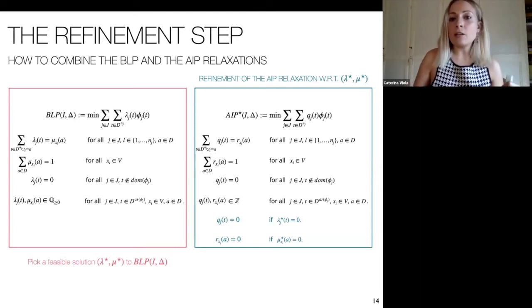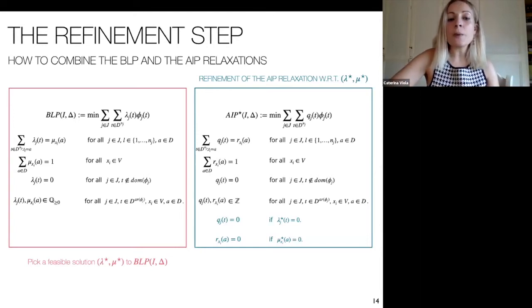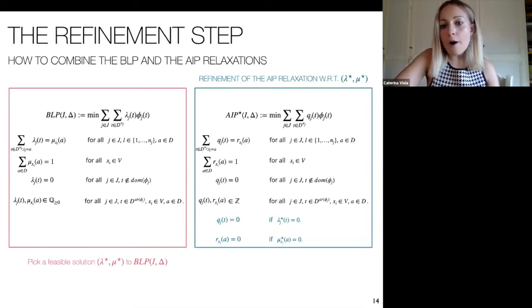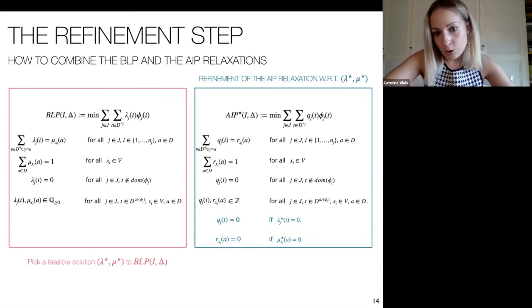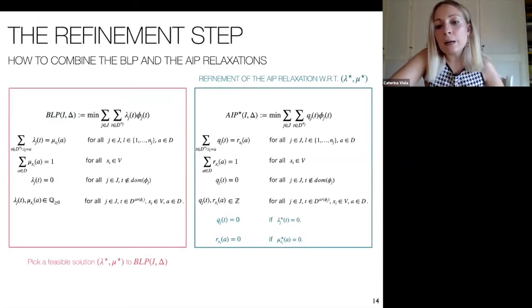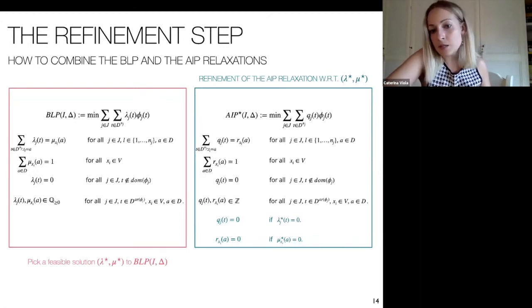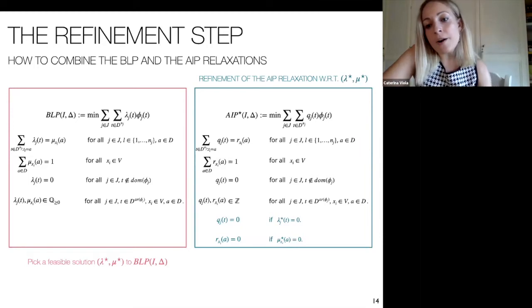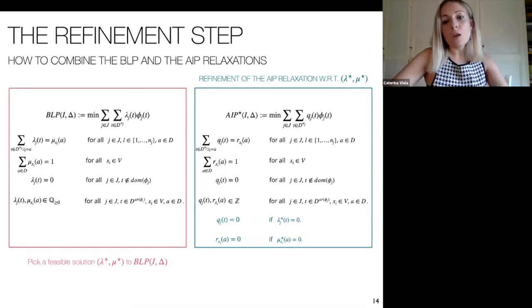And now the refinement of the AIP relaxation with respect to this special solution to the BLP is the AIP relaxation to which we had two more rows, and we require that Q_JT is 0 whenever lambda star JT is 0, and that the correspondence R_XIA is 0 whenever mu star XIA is 0.